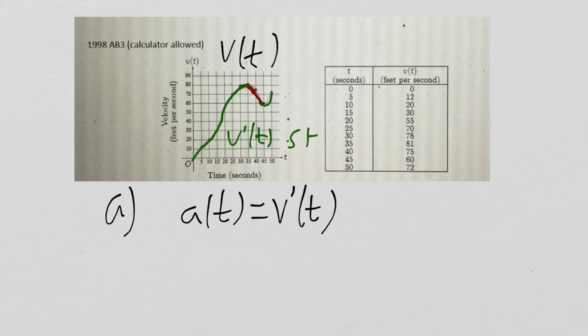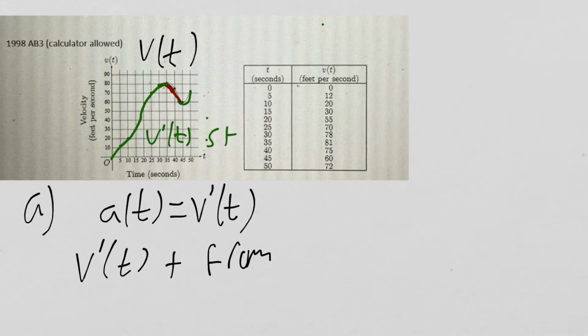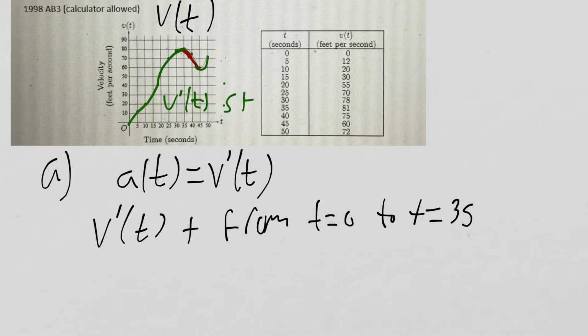Okay, I kind of overlapped there, but that's the top there at t equals 35. Let me double check. Yep, okay. So v prime of t is positive from, we can use this format, 0 less than or equal to t less than 35. Okay, from t equals 0 to t equals 35. And it looks like we're also positive from t equals 45 to t equals 50.